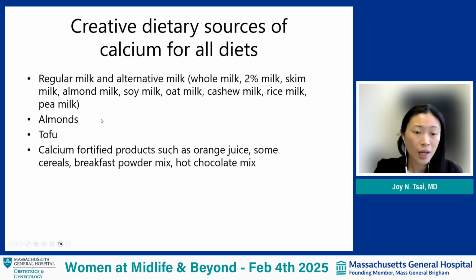And then some other foods that you can consider if you can't tolerate dairy products or almonds, tofu. And then some products are just calcium fortified. So products such as orange juice, certain cereals, if you look at the label, breakfast powder mix, like a Carnation mix is a common one, or even some hot chocolate mixes. So you can get creative once you start looking at the nutrition labels.